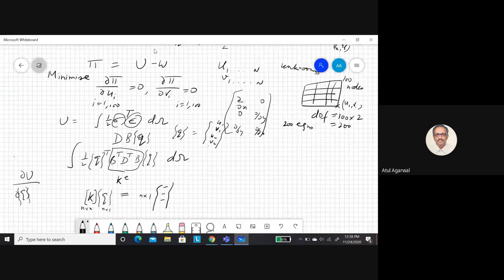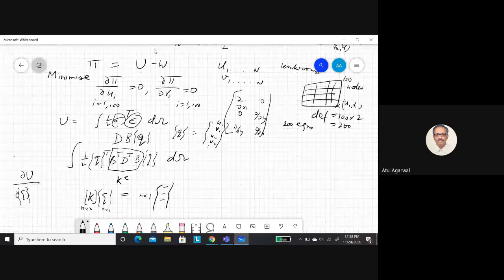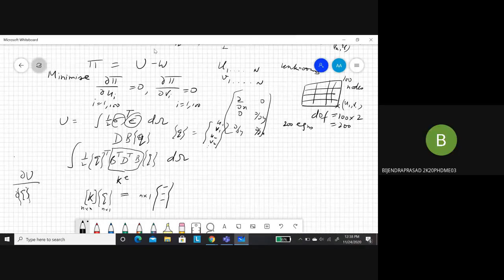Look, strain energy, is it a scalar or a vector? Strain energy is a scalar, sir. Very good. If you take its derivative with a vector, this q is a vector. What will you get as an answer? Vector.